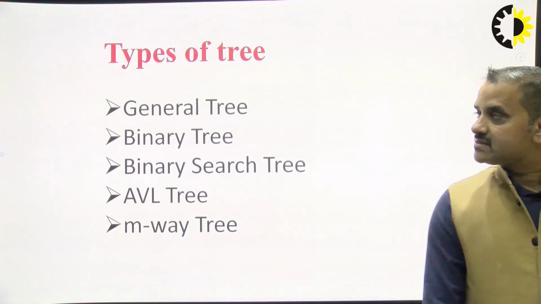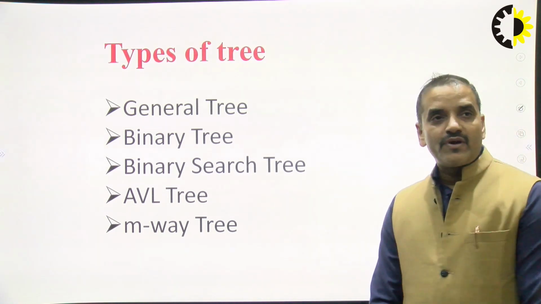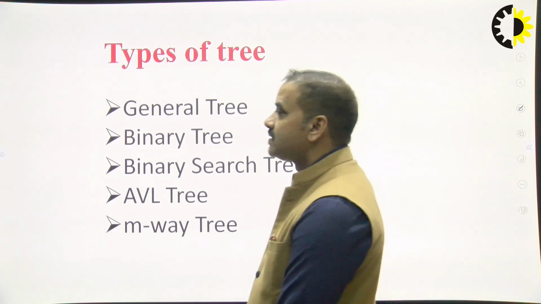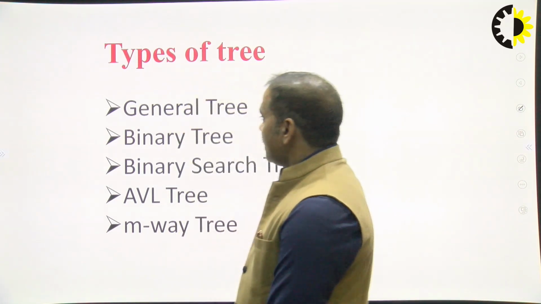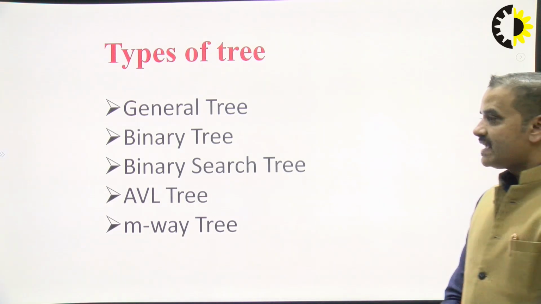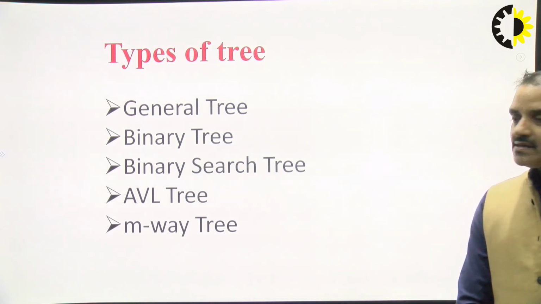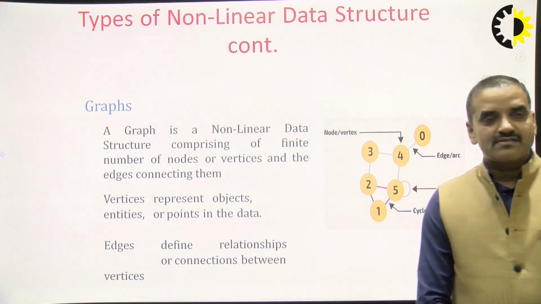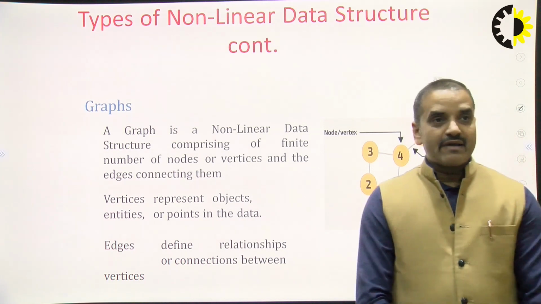Here we have discussed types of tree. The tree is mainly classified into 5 types: general tree, binary tree, binary search tree, AVL tree, and M-way tree. These are the mainly 5 types of tree, which will be discussed in a later video.